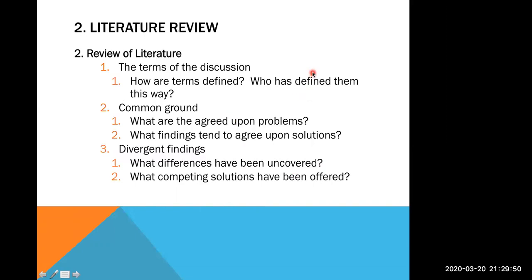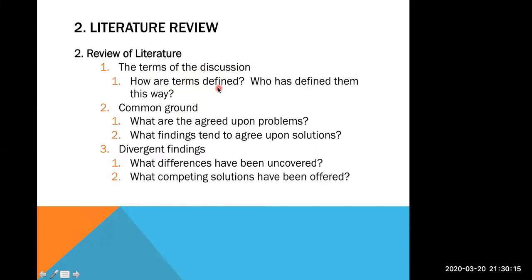The literature review, the outline strategy for the literature review. In this section of your research paper, you should consider the following headings in your review of literature whenever you develop it. You should consider the terms of the discussion, terminologies, definitions, concepts, and so on.